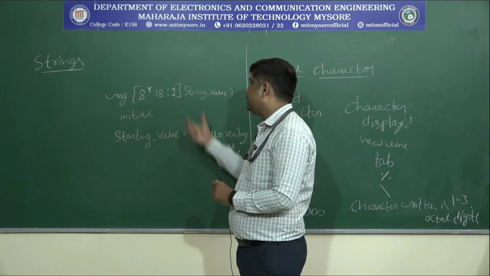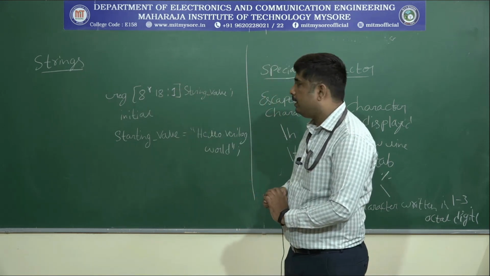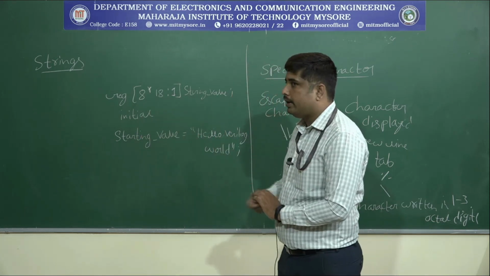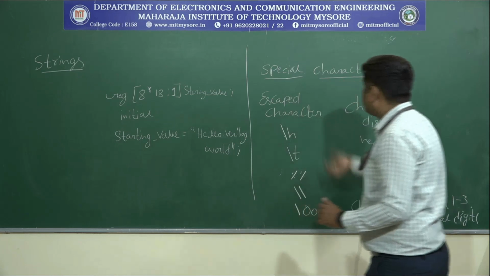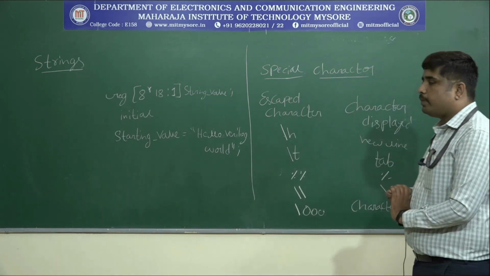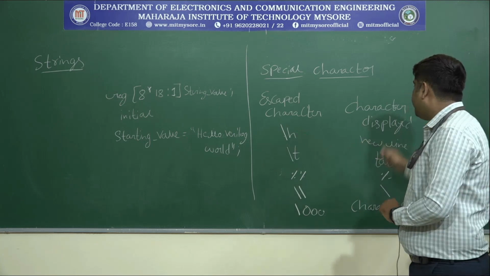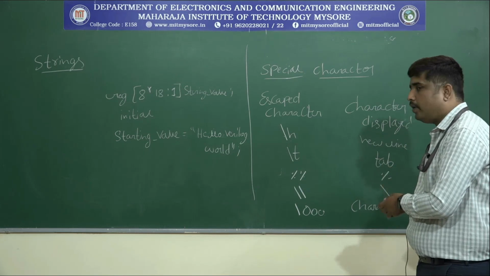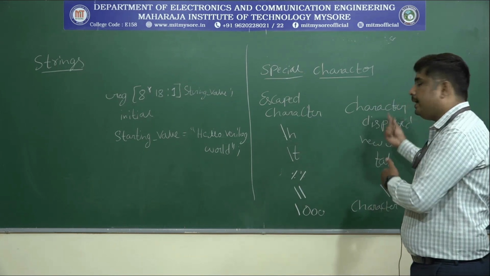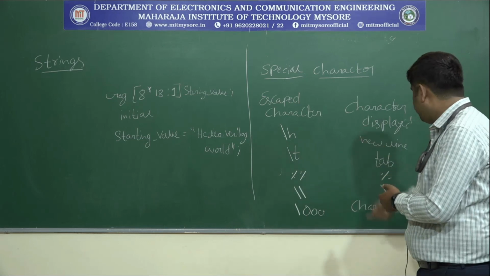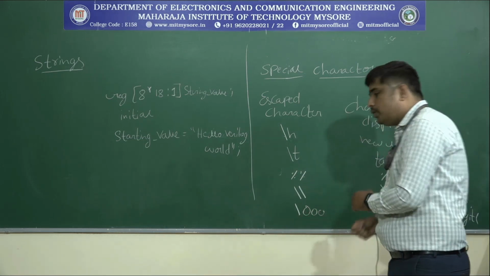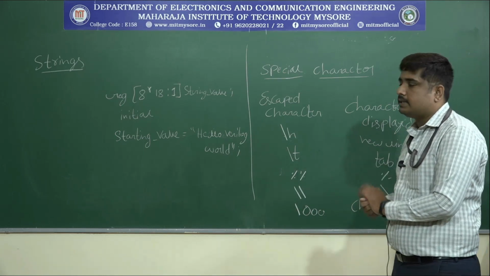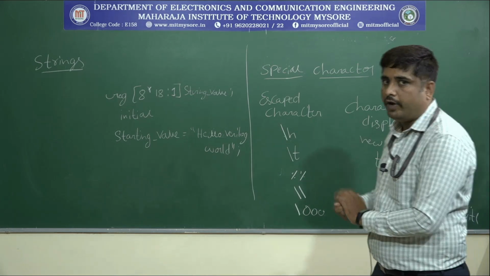Here is an example for a string: the string value is 18 bytes wide, and the initial starting value is "Hello World". These are some special characters we display with respect to strings. Here \n indicates a new line, so the character displayed is a new line. You use \t, then it displays a tab. Similarly, the last example \000 indicates a character written in 1 to 3 octal digits. Okay, this is the representation of strings in Verilog HDL.